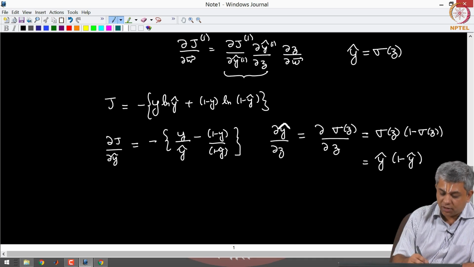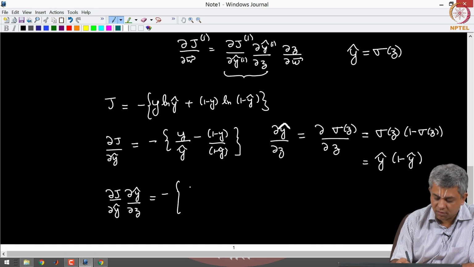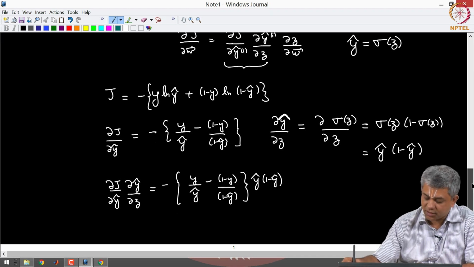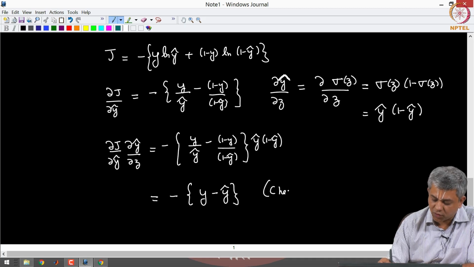So, if you put it together, then you get del J del y hat multiplied by del y hat del z, which is equal to minus y over y hat minus (1 minus y) over (1 minus y hat), times y hat times 1 minus y hat. If you calculate this, you get a very simple expression, which is simply minus (y minus y hat). Please check this for yourself.